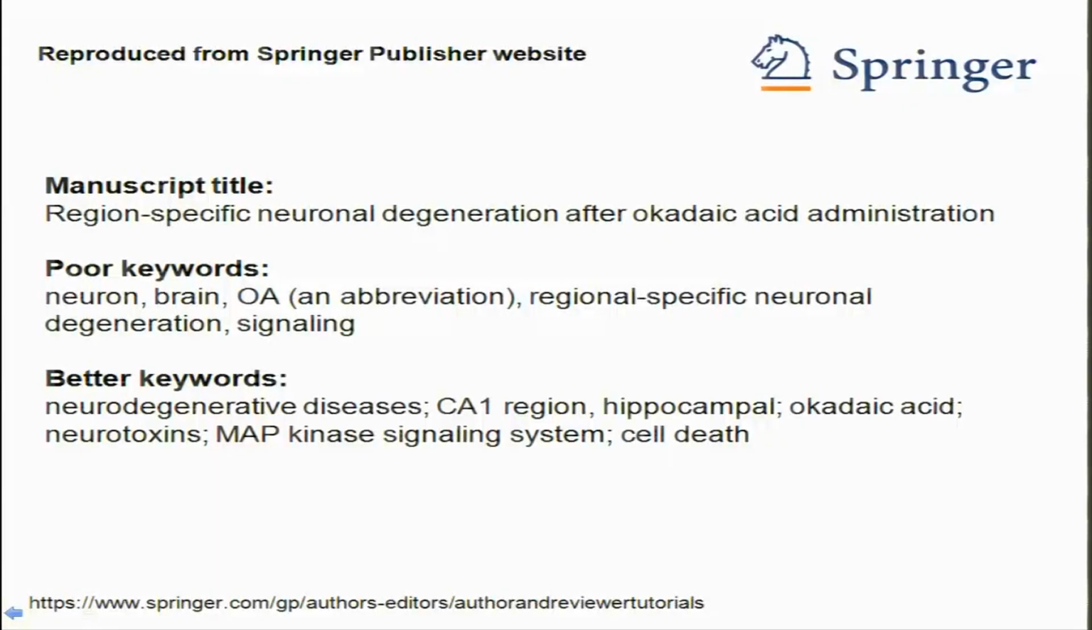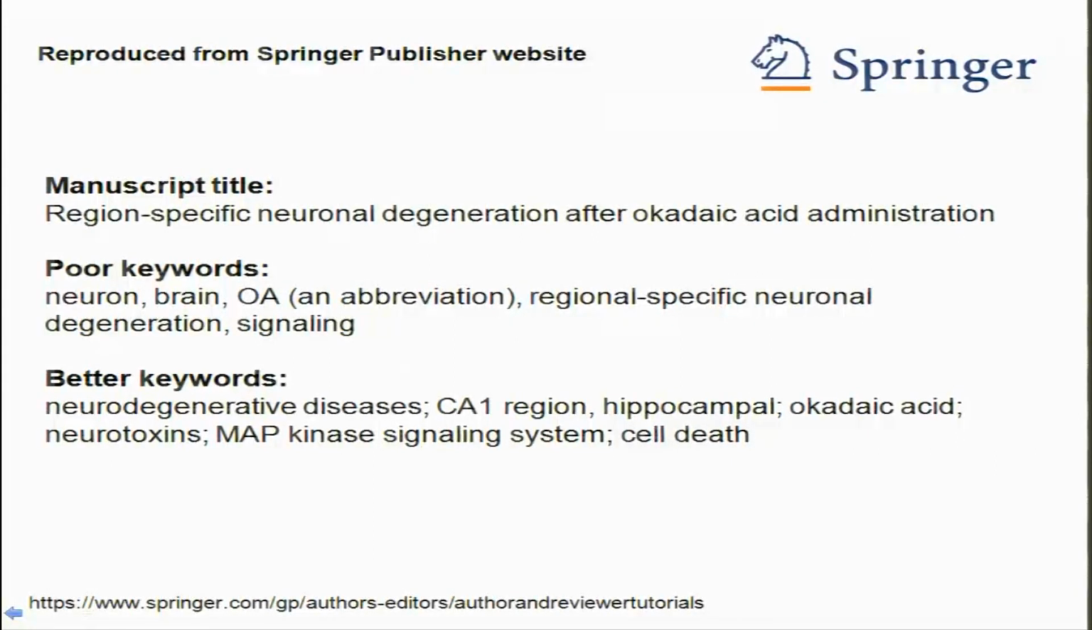And then you have to again work on the keywords, think about it, put it down on paper and see which combinations are the best for your article. Again, I am reproducing from the Springer website. Manuscript title is Region Specific Neuronal Degeneration After Okadaic Acid Administration, which clearly says if you administer a drug, okadaic acid, then there are regions in the brain where the neurons die. So that's the title. So what are the good keywords, and what are the not so good or poor keywords? Let's see what are the poor keywords.